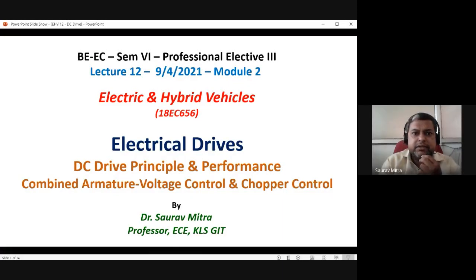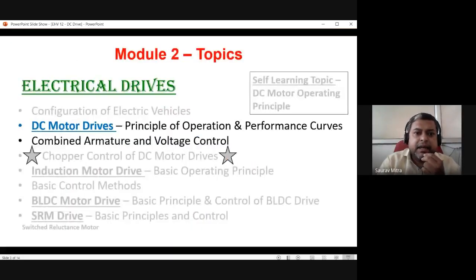Today's lecture, the 12th lecture in this module. We are going to do electrical drives, the second module and second part. In the first part of the second module, we saw different types of propulsion systems: diesel engine, petrol engine, and an engine driven by natural gas. In the second part of the second module, we are going to see different drives.